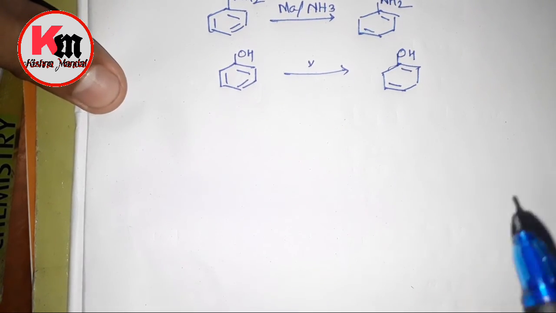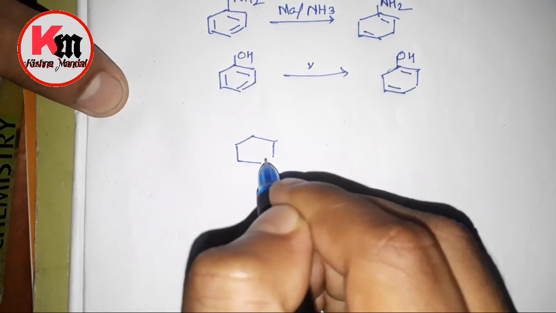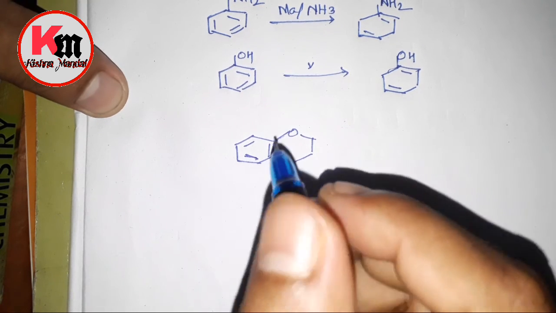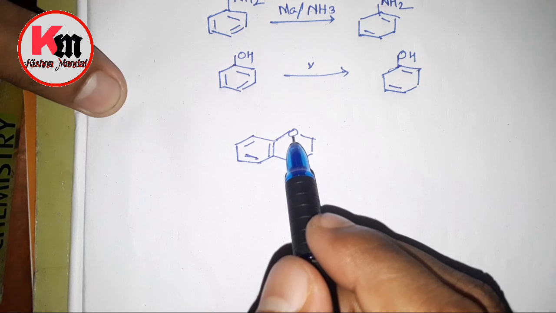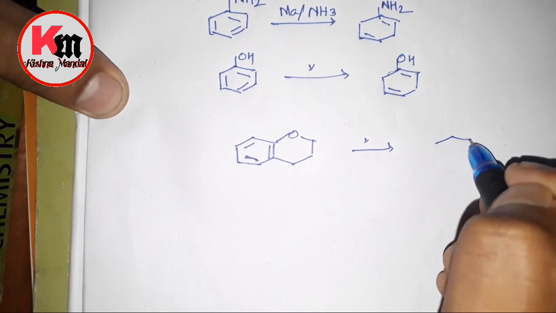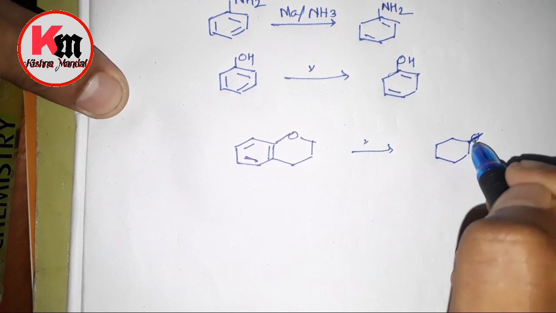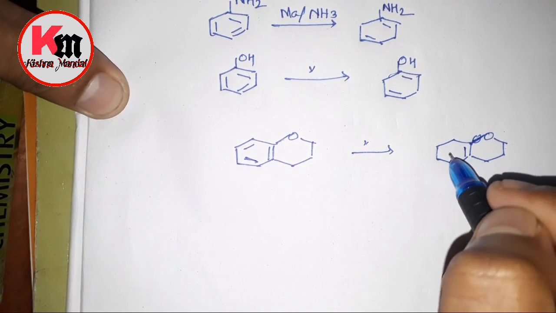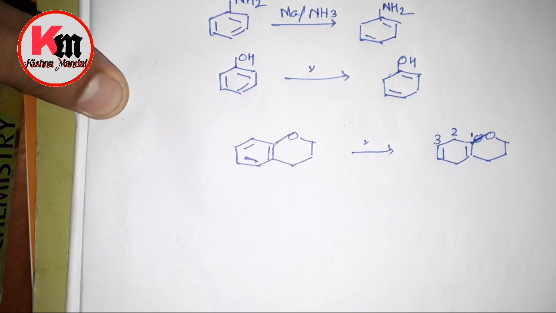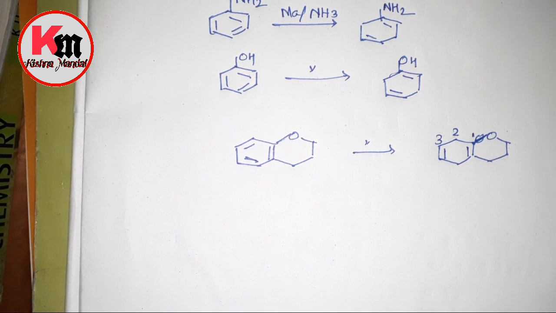Again we can take some more examples, like you can see here. What happened? You can see this is the electron donating group. So the double bond becomes 1,3 position. You can see the double bond becomes 1,3 position. So these are some examples of Birch reduction. You can take more examples of it, depending upon your choice of electron donating and electron withdrawing group. Okay, thank you.